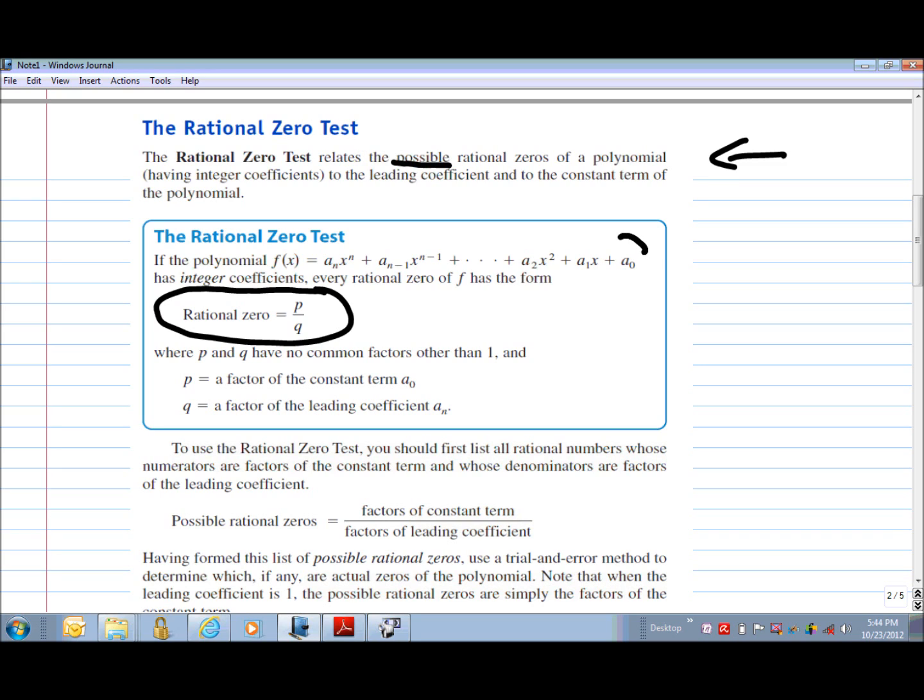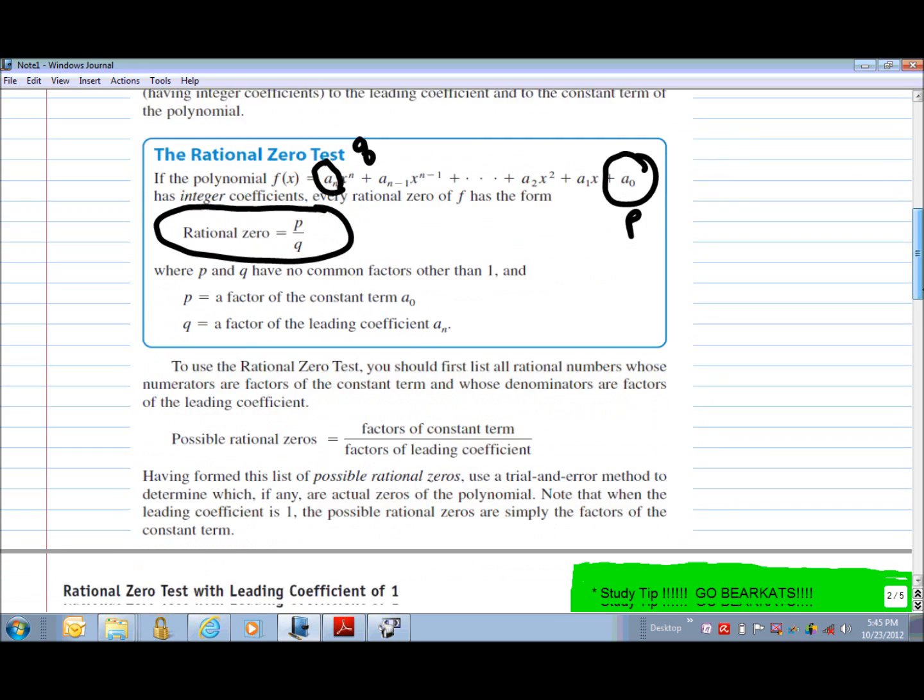The constant term is that last term in your polynomial when it's in standard form. Q is the factor of the leading coefficient, which would be the first term, or the coefficient in front of your first term. And in this case, that's a sub n. So you have the factors of P over the factors of Q. All right, let's keep reading a little bit.